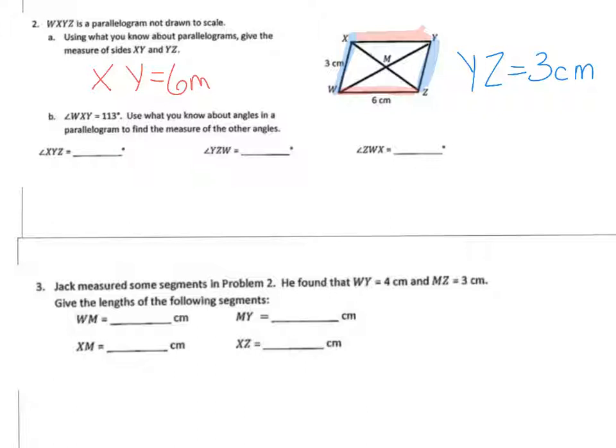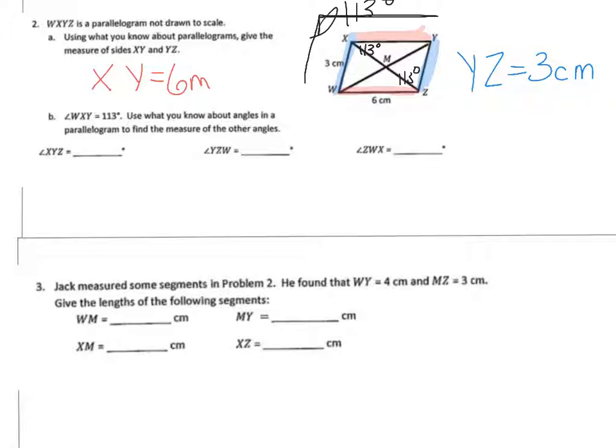It says angle WXY, so the angle W to X to Y. It's here, this angle right here, so it's an obtuse angle, and it is 113 degrees. Use what you know about angles in a parallelogram to find the measure of the other angles. Well, if this angle is 113 degrees, that was a bad degree mark, wasn't it? Let's do that a little bit smaller. 113 degrees, then I know the diagonal angle right here is also 113 degrees. So I'm going to say this one's 113, this one's 113.